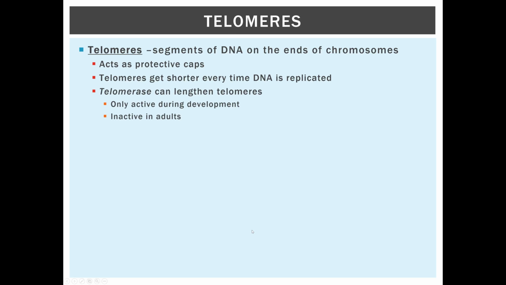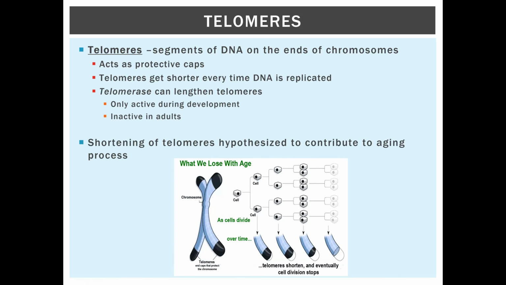Now there is an enzyme called telomerase, which can lengthen those telomeres and basically put the protective cap back on. But this enzyme is only active during development, like when we're embryos. And once we become adults, that enzyme is turned off. And every time our DNA replicates as an adult, it gets shorter and shorter and shorter.